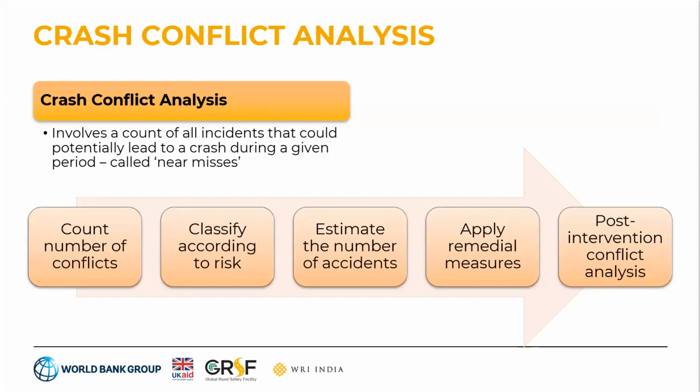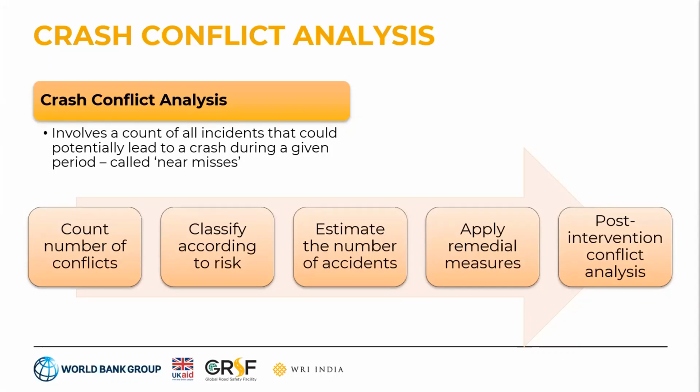Because you have to keep in mind that a black spot typically gets defined when about 3 to 5 road crashes have happened in or around that location. But even 3 to 5 data points is not enough to understand the trends of what leads to that crash risk. So you need more data points in order to make effective decisions. And to get those, what we count is not just crashes, but incidents that could have potentially led to a crash.